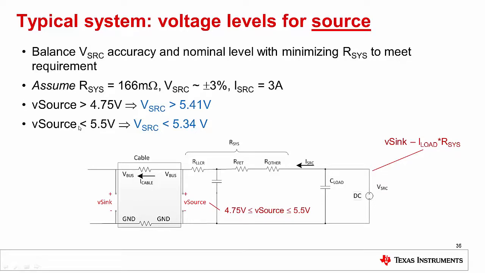But in order to make sure that my voltage at my connector does not exceed 5.5 volts, that means that the V source needs to be less than 5.34. So obviously, this is not going to work. The light load and the heavy load scenarios cannot both be supported with this. So you have to manage those resistances appropriately.